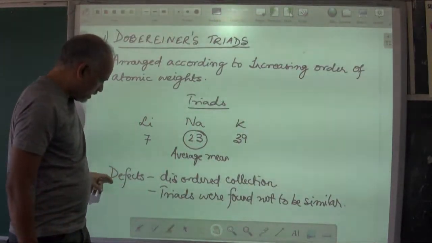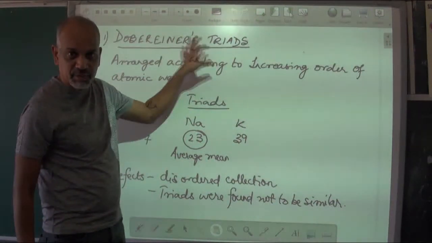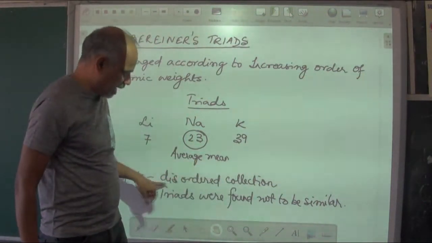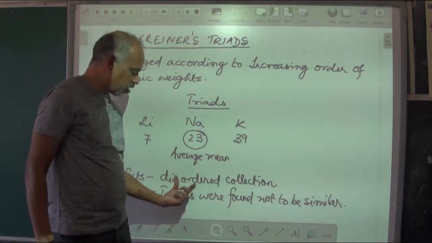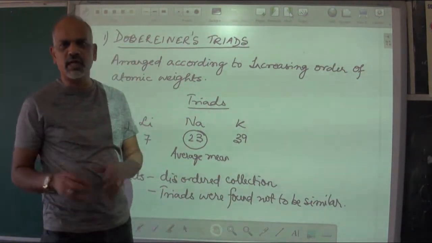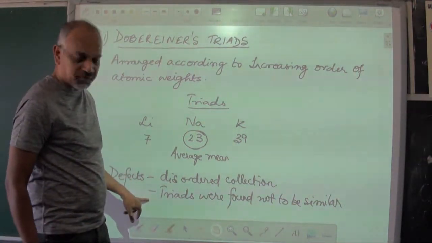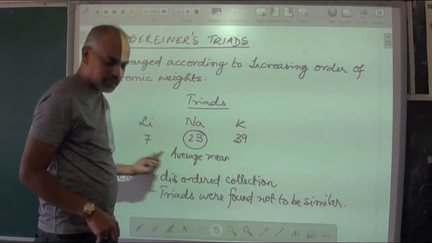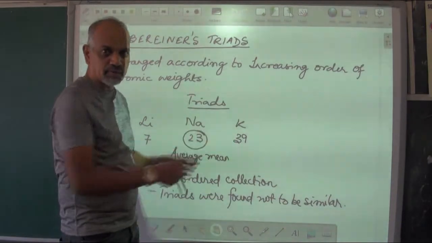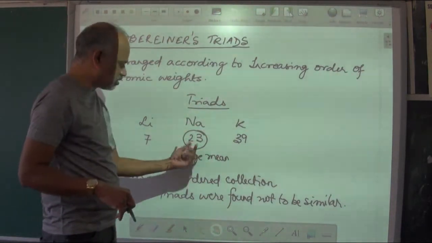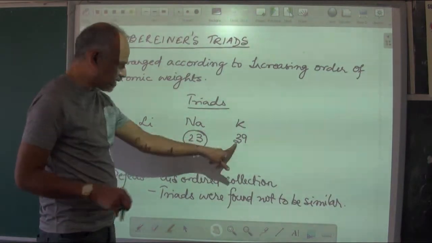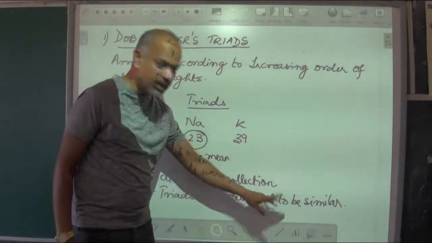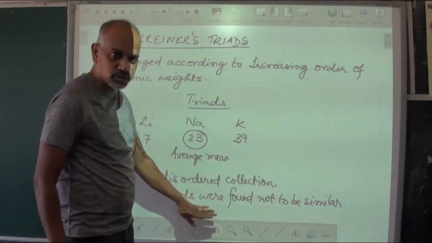Now the defects of this arrangement in triads were, first, it was a disordered collection. It was not arranged properly. The second defect was, the triads were found not to be similar. In this case, yes, there is a relationship, but later on it was found that there was no relationship at all. This was never the mean. So this and this added together and divided by 2 never gave you whatever is in the middle. So this arrangement also didn't work out.